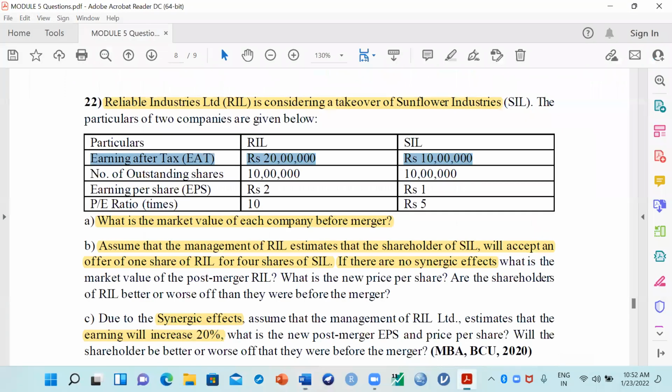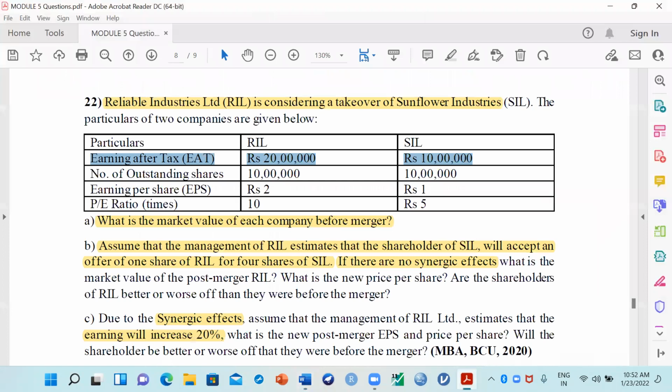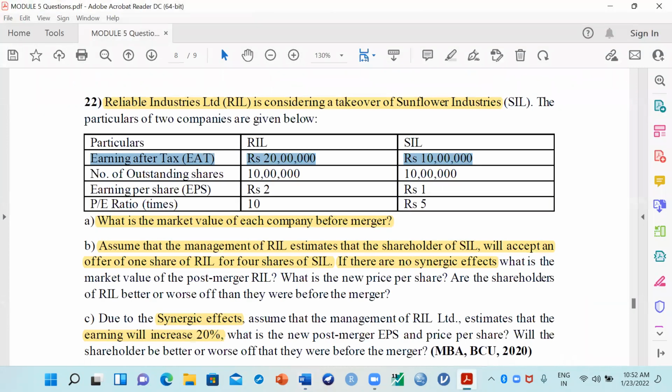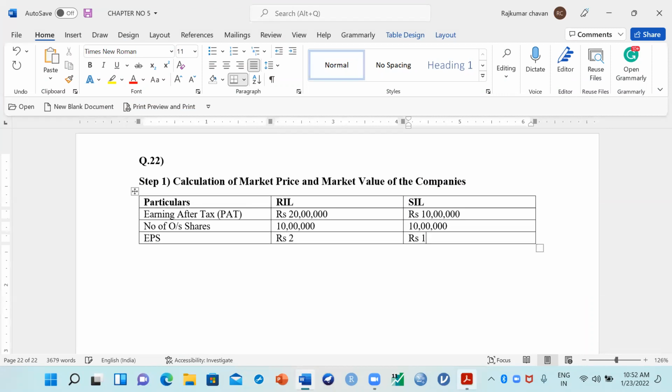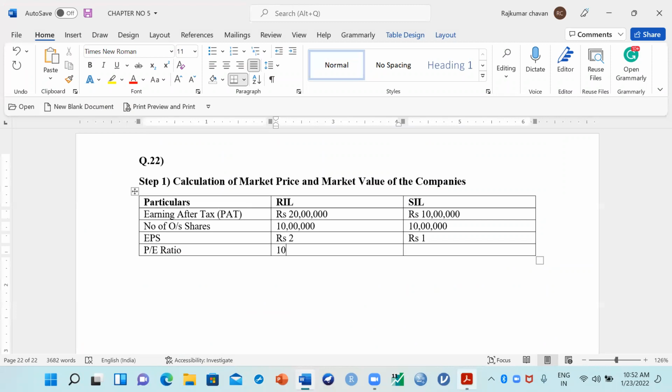Next, what information is given? Number of outstanding shares. For both the companies the outstanding shares are 10 lakh. Based on this, EPS is also given for these companies. What is the earning per share? It is rupees 2 and this is rupees 1. Next, the P/E ratio is also given in the question: it is 10 times for RIL and 5 times for SIL. So now let us calculate the market value per share.